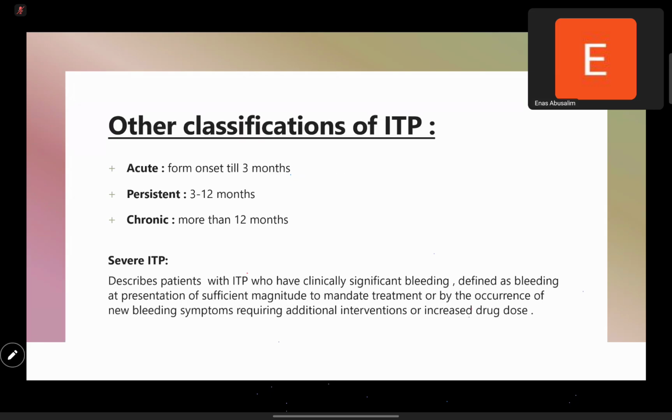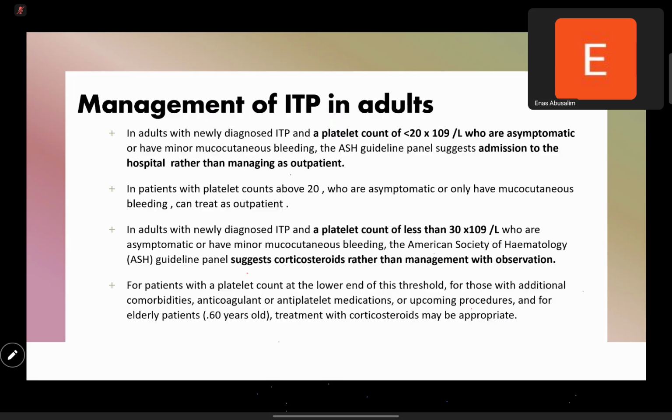In terms of management, I'm not going to ask you about it, but basically we say there's acute, persistent, or chronic ITP. It happens in children and adults. Adults are more likely to have a chronic course, whereas children usually have an acute course that resolves spontaneously after a viral infection. Management, I'm not going to ask you about it.